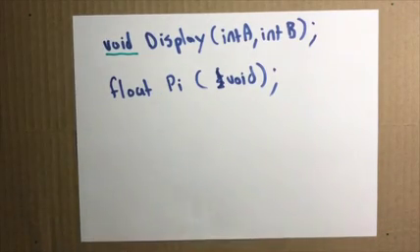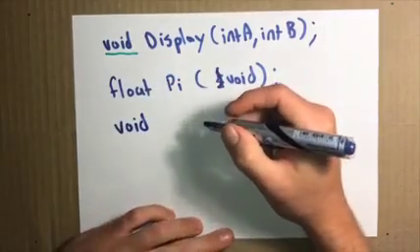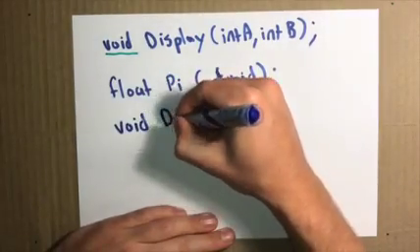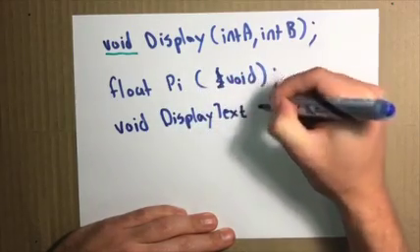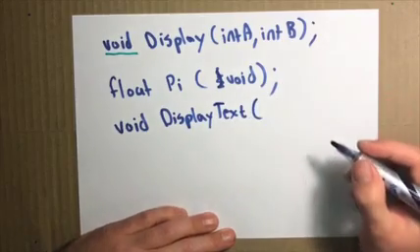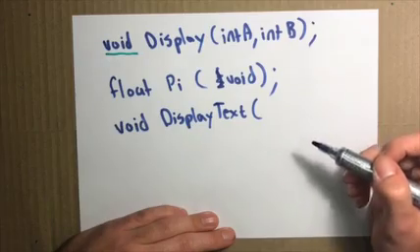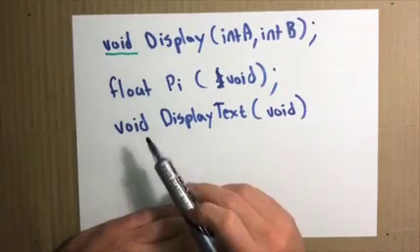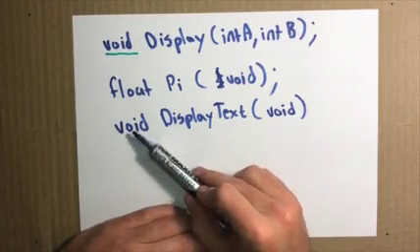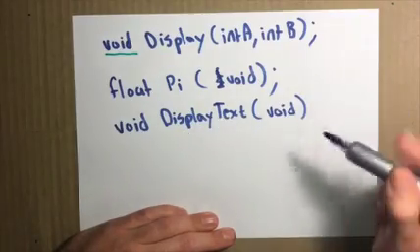And let's say, for instance, again with a display function, let's say we have a function void display text, but this function doesn't receive any input, and it doesn't have to send anything back to where it was called. So we can just say void again. So this function has no return type, no parameters, it's just going to display text to the screen.